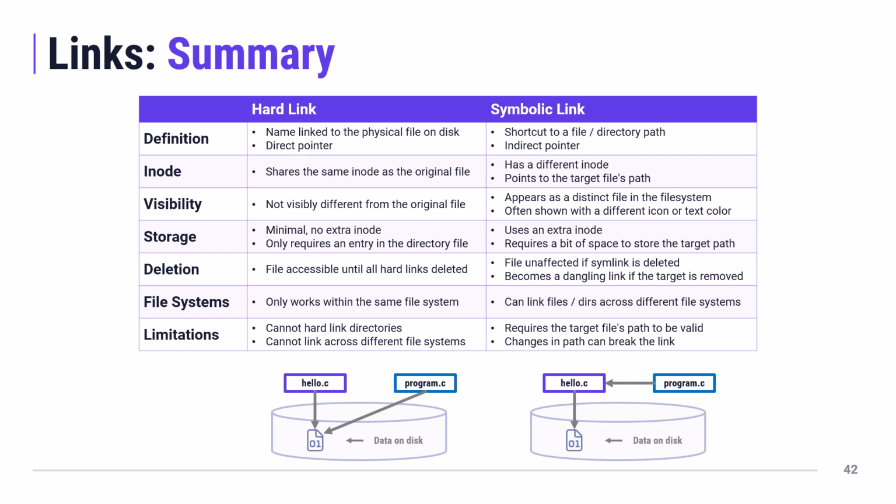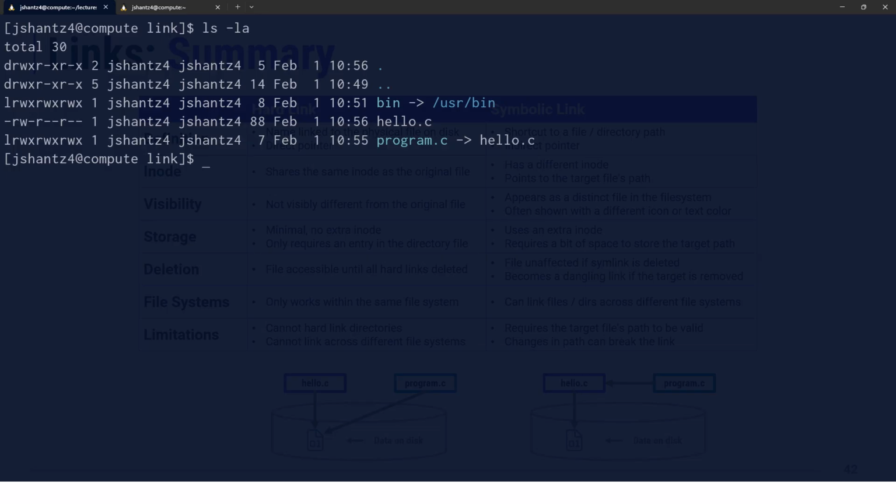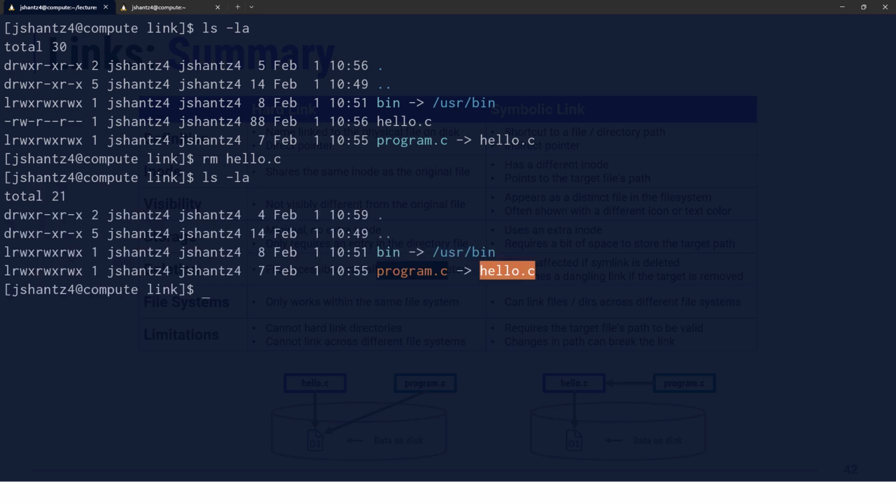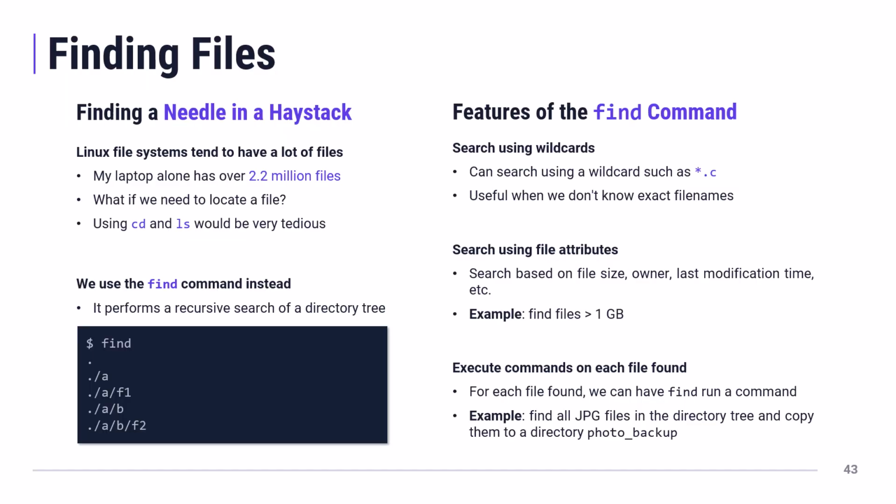Symbolic links, you can create a symlink to a directory. You can symlink across file systems, no problem. And then, of course, we require the target's file path to be valid. So once again, if I were to delete hello.c, that becomes a dangling link. Okay, any questions about that before I move on?